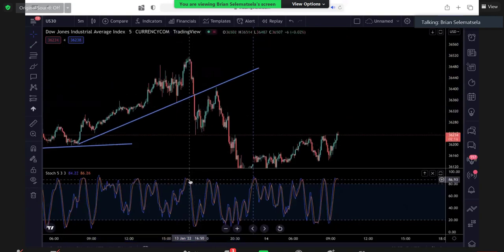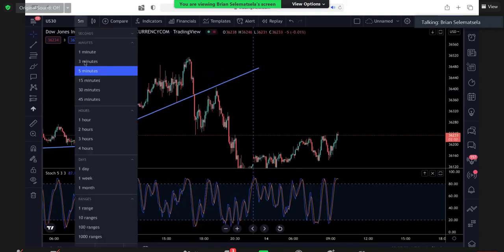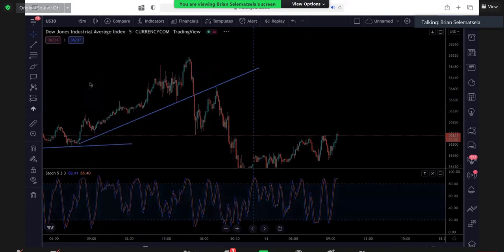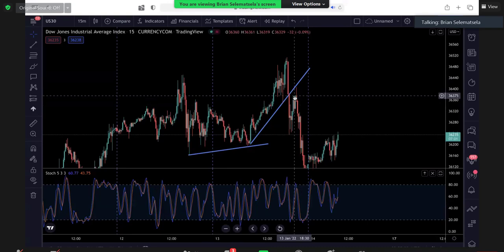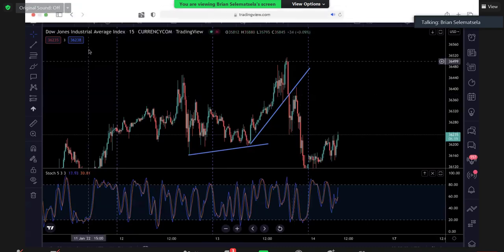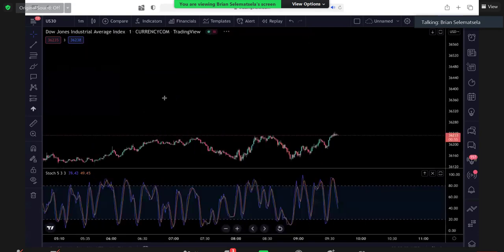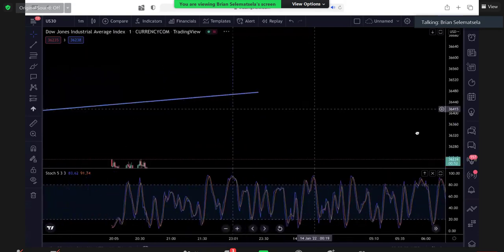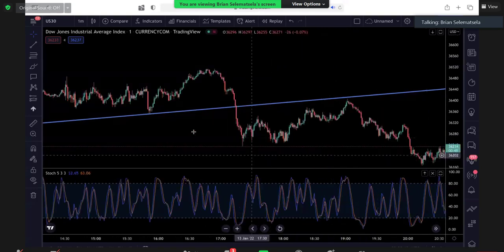So right now, I'm on 5 minutes. I'm not seeing any proper divergence. Let's check 15 minutes. Proper divergence was not there. So that means we're dealing with the crossing overs. 1 minute, there's no way there isn't. So yeah, 1 minute, there's no way there wasn't.